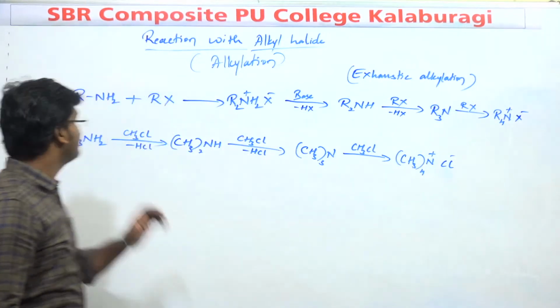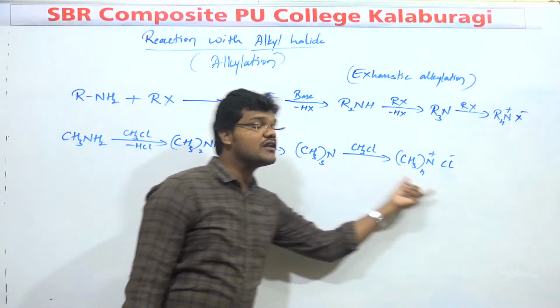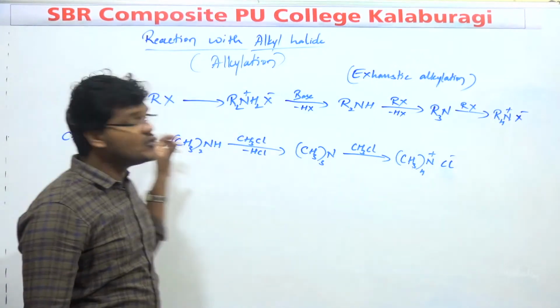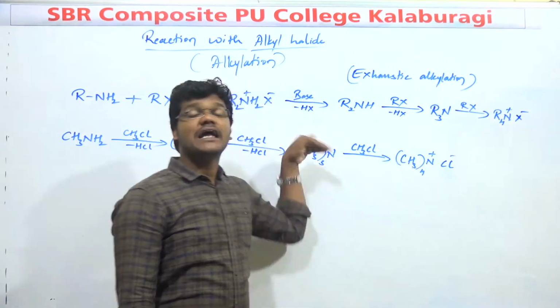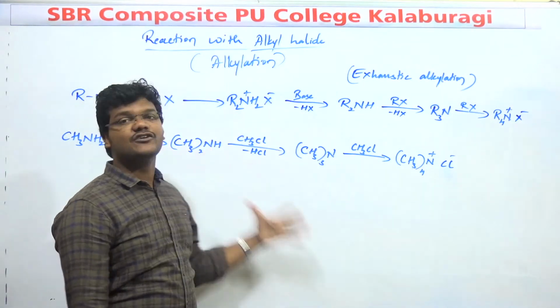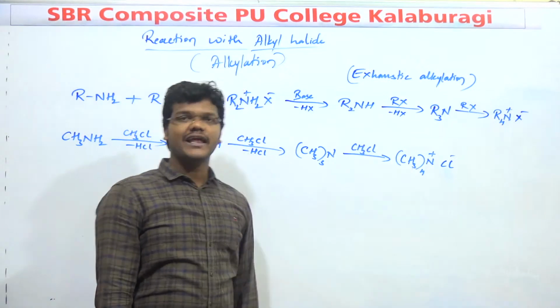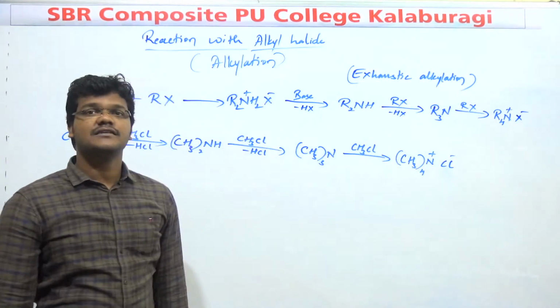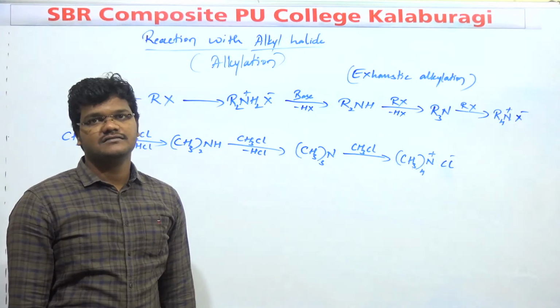So I have converted a primary amine into what? Quaternary ammonium salt. So conversion of primary amine into quaternary ammonium salt by addition of excess alkyl halides is called as what? Exhaustive alkylation. Okay.